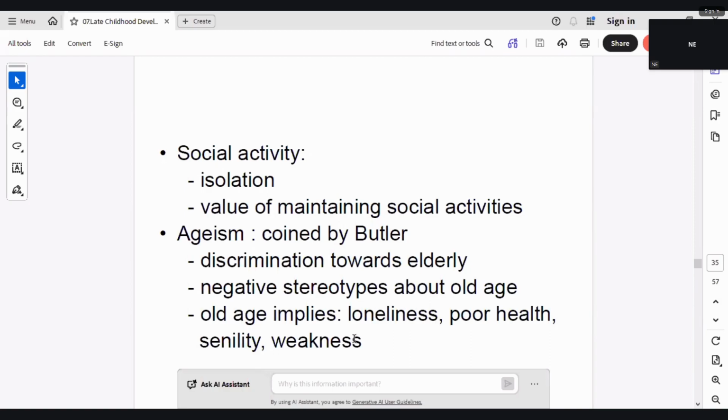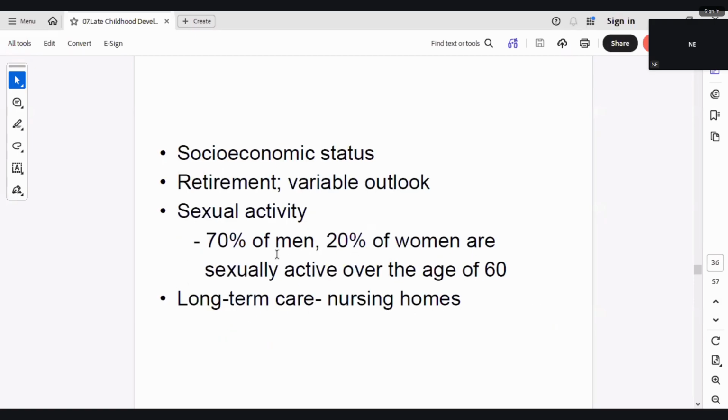Now we're obviously seeing a major change in that, with social media and a lot of older actors, actresses, influencers who look a lot more well put together than people who are even 20 years younger. So we're seeing a change in that. How does socioeconomic status affect mental health, retirement, sexual activity as well? There's a large percentage who remain sexually active.